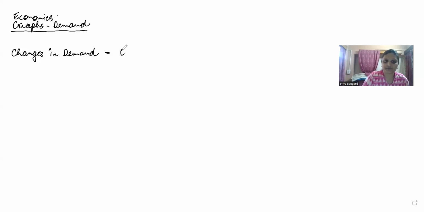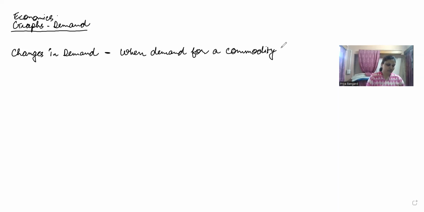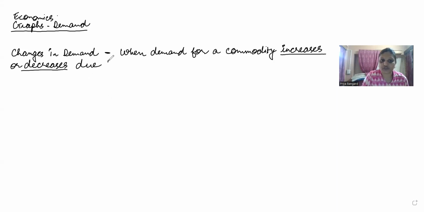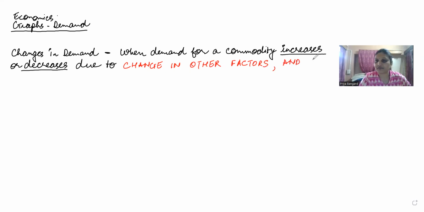When demand for a commodity, write down, when demand for a commodity increases or decreases. Here, the words rise and fall are not used; the words increase or decrease are used. So when demand for a commodity increases or decreases due to change in other factors and price remaining constant. Very important line.